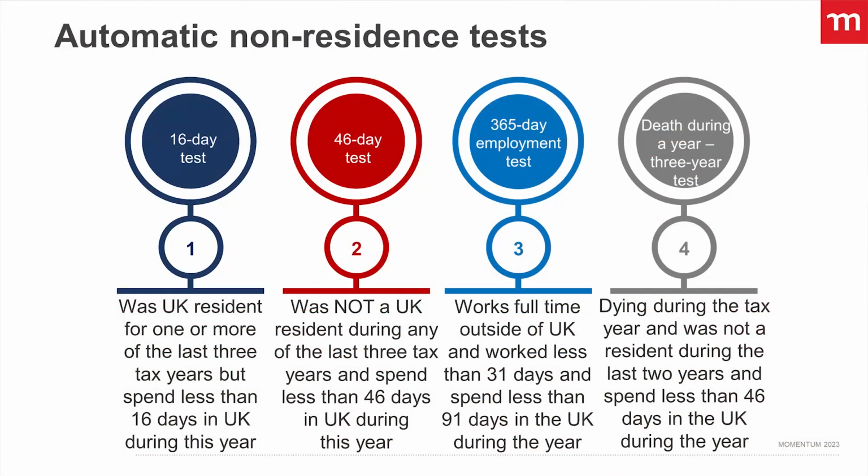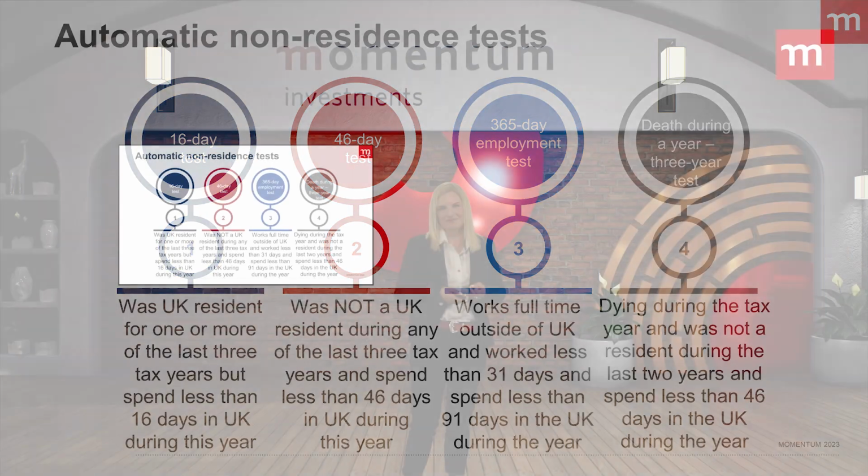Another aspect to the statutory residence test is the automatic non-residence test. The first test there is the 16-day test. Your client was a UK tax resident for one or more of the last 3 tax years, but spent less than 16 days in the UK during that tax year. Or the 46-day test. Your client was not a UK resident during any of the last 3 tax years and spent less than 46 days in the UK during this year.